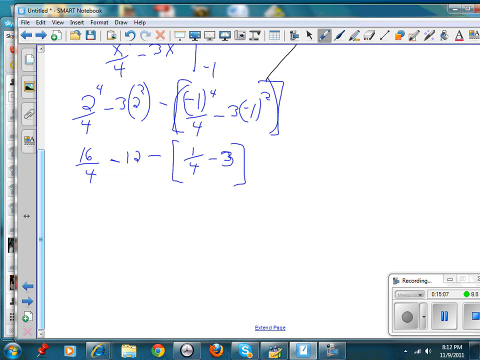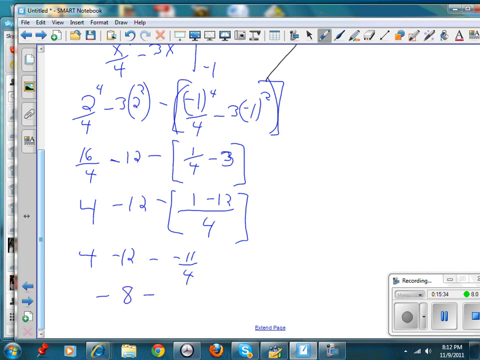Let's extend this again. What is this going to be? I guess we'll put it over 4, and we'll get minus 12. We're going to get 4 minus 12 minus. So this is minus 11 fourths, minus 12. So this is going to be minus 8 plus 11 fourths, or I guess that would be minus 32 plus 11 over 4, equal to minus 21 over 4.